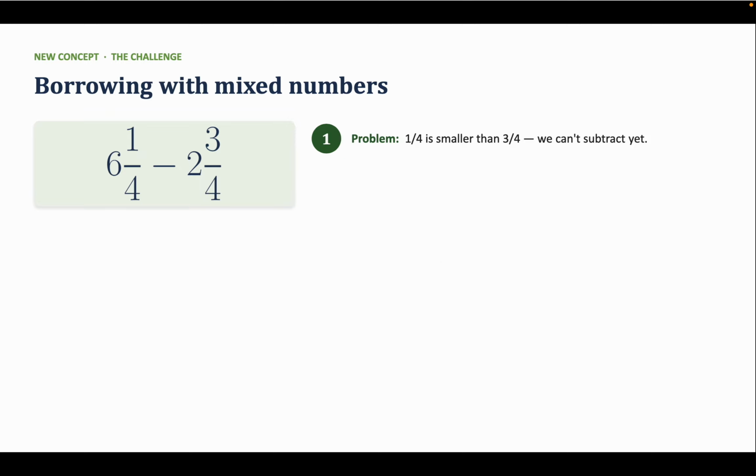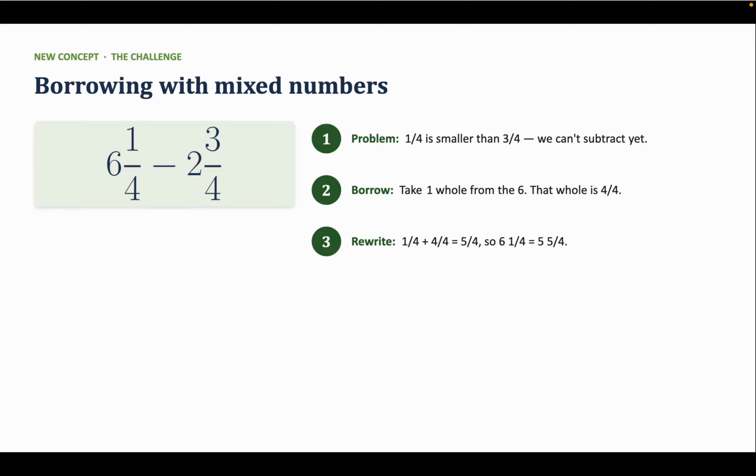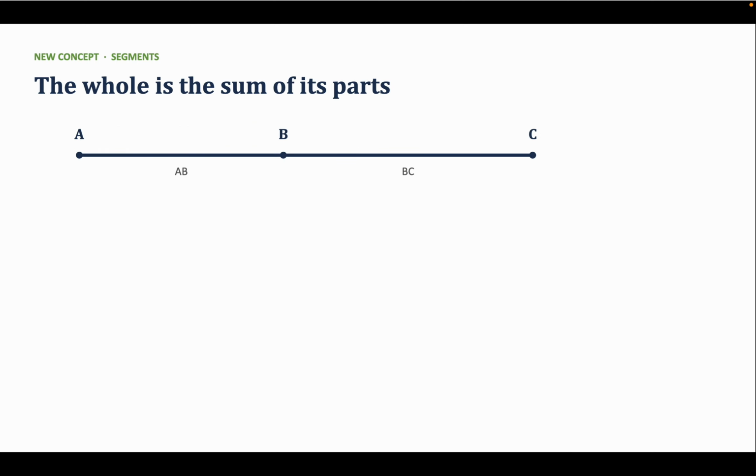Oh, and I have all these steps here. So again, 1/4 is smaller than the 3/4, so we can't subtract yet. We're going to borrow, take away 1 from the 6, and that whole is 4/4. Then you add your 4/4 to your 1/4 that you already had. So it becomes 5 and 5/4. Then we can subtract just like we did.